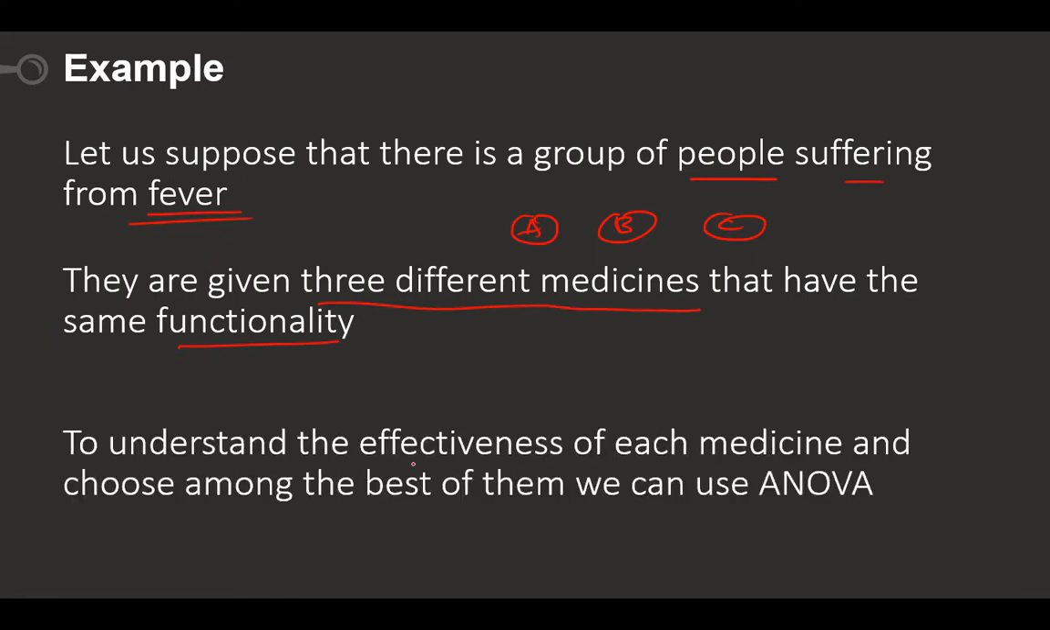Now, to understand the effectiveness of each medicine and choose the best among them, we can use ANOVA. This is how we'll be using ANOVA in the pharmaceutical industry. I just wanted to give one example related to pharmacy, so that's why I've given it. Now imagine we have taken three groups here and we are doing one example to understand the methodology, how ANOVA is being performed here.